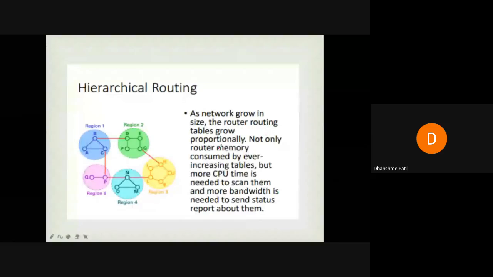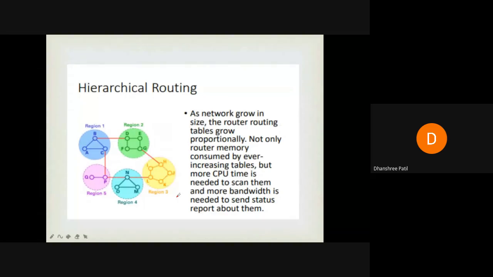Not only is router memory consumed by ever-increasing tables, but more CPU time is also needed to scan and store all the information. So obviously bandwidth is also required, which is highest. So in short, if the network increases, then the routing table, the processing time, as well as the bandwidth required to store all that information go on increasing. So it is required to minimize this load within the network.